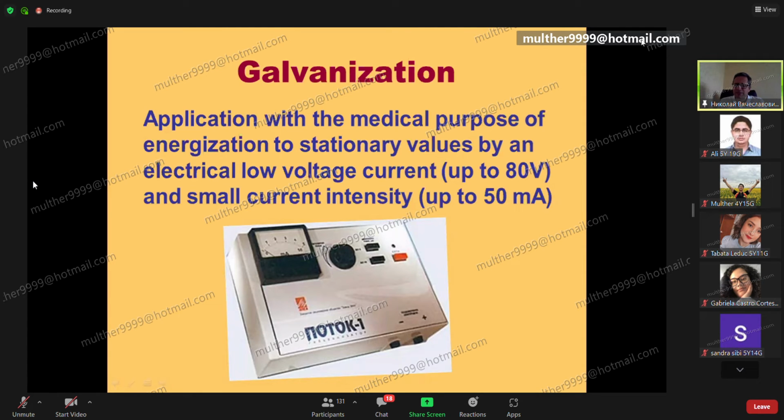This is application for medical purposes of the energy of electric low voltage current up to 80 volt and small current intensity up to 50 milliampere, of course with therapeutical purposes. Here you can see the picture which demonstrates the Russian modification of the so-called stream 1.